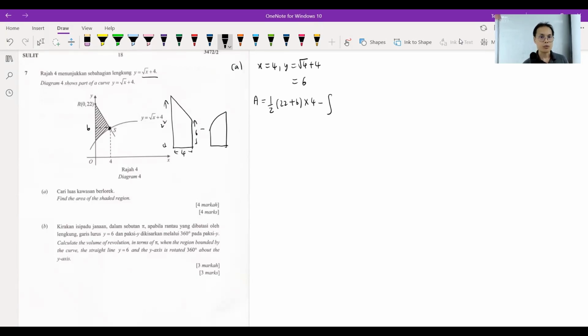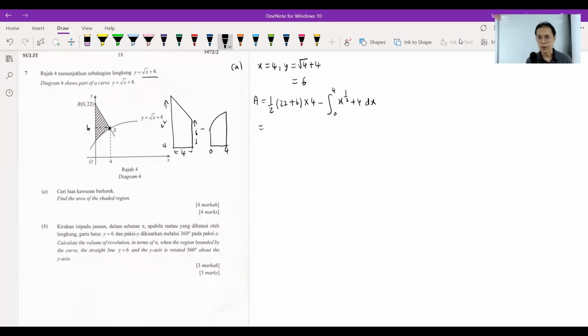Minus integration. So the integration here is from 0 to 4, right? The function is square root x, which we'll just write as x power half plus 4 dx. My lower limit is 0, upper limit is 4. Okay, so we can calculate this.